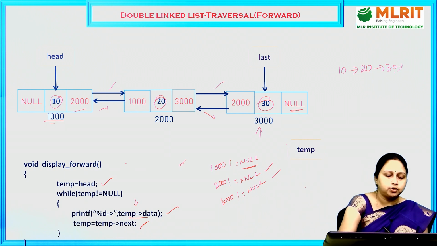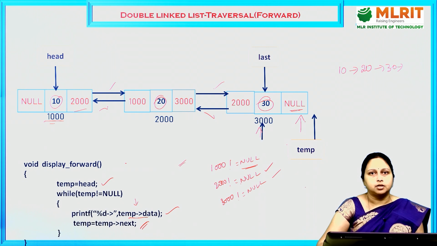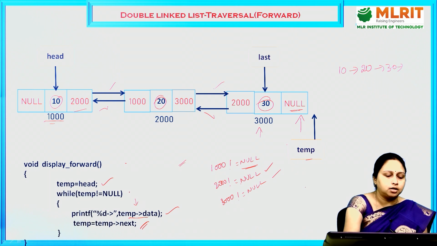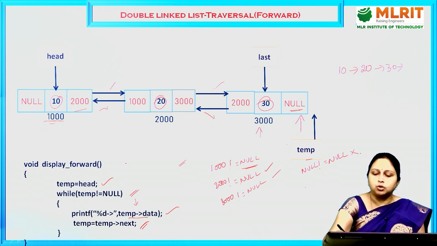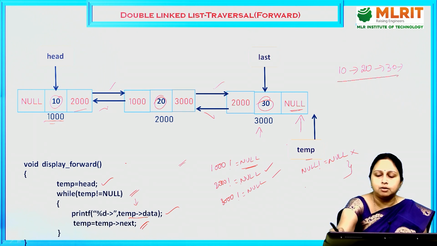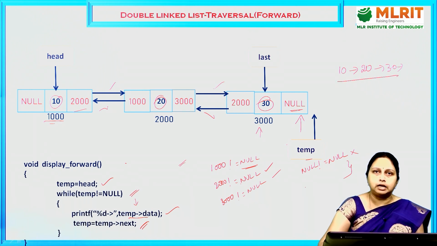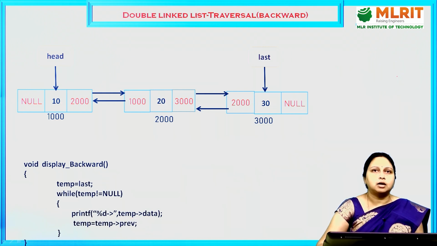Now temp is moving to the next location, that is nothing but it is pointing to null value. Now it reaches the null value. Now this loop is going to check null not equal to null. Here the condition fails. Now the loop is going to be terminated. Like this way we are going to print the elements of the double linked list in the forward direction in this fashion. And now, coming to the double linked list traversal based on backward direction, we can move.